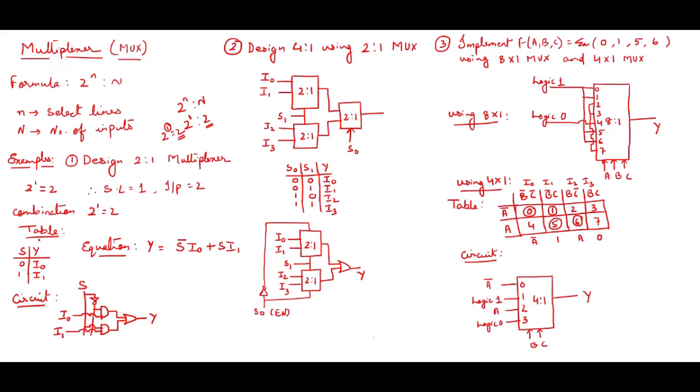Now basing on this I'm designing my truth table over here. S is the select line, its combination is 2, so the values are 0 and 1. Binary bits are 0 and 1, and Y equals I0, I1. Why I0, I1? These are the inputs. So when S is 0, I0 will appear in the output. When S is 1, I1 will appear in the output.